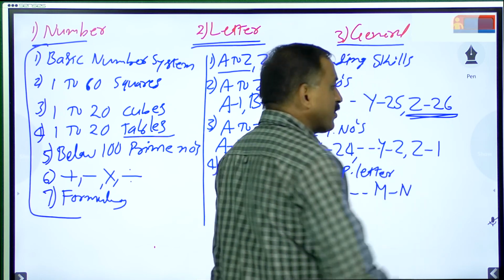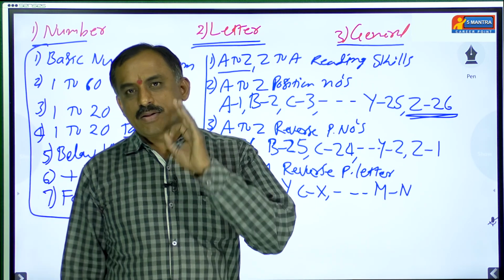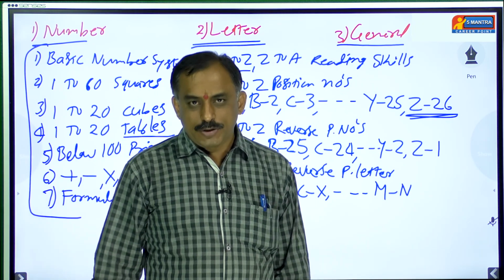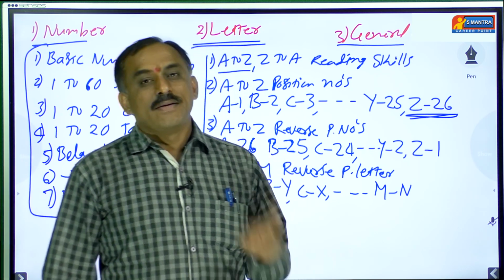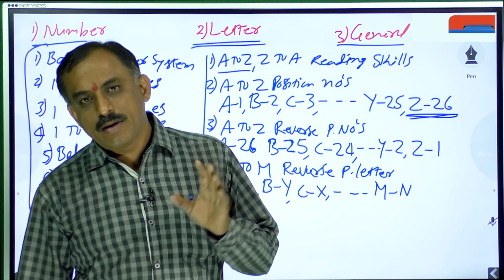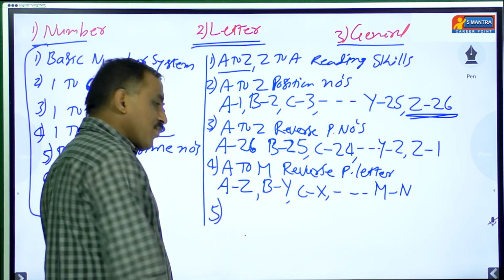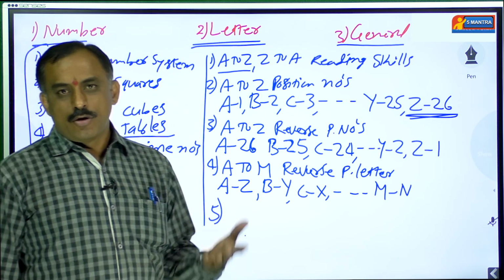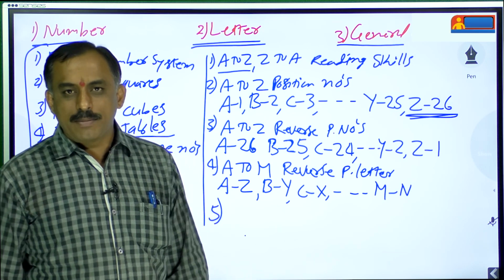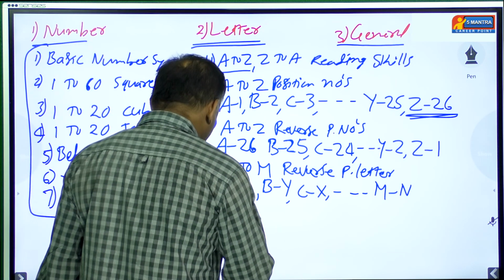M is the 13th letter. M reverse position is N. Therefore, N reverse position letter is M. And finally, the fifth point, the vowels in English alphabets. You know the vowels in English alphabets. Tell me: A, E, I, O, U.